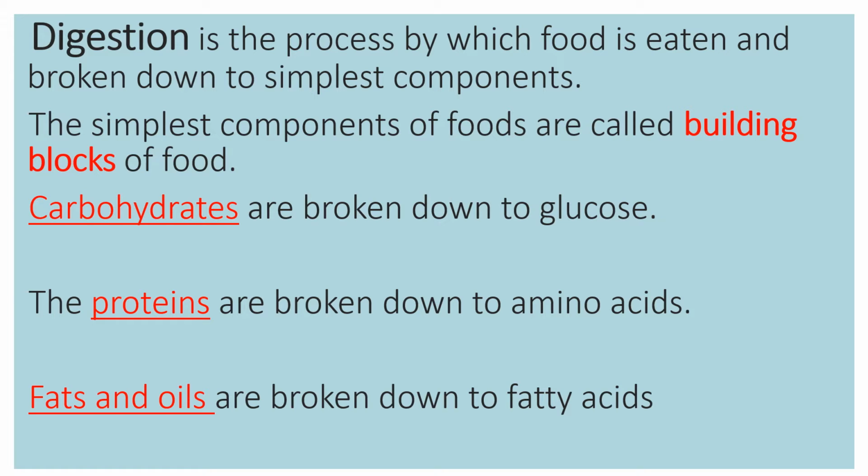Digestion is the process by which food is eaten and broken down to its simplest components. The simplest components of foods are called building blocks of food. Carbohydrates are broken down to glucose. The proteins are broken down to amino acids. Fats and oils are broken down to fatty acids.